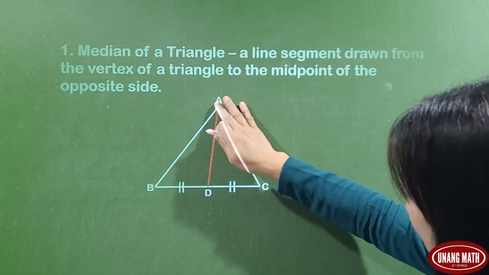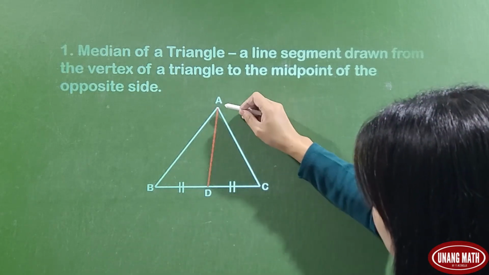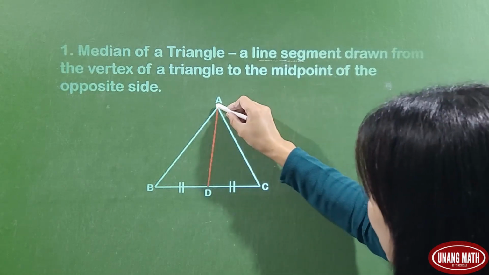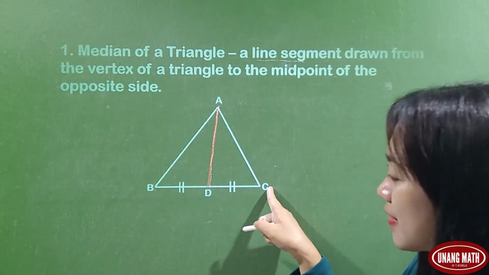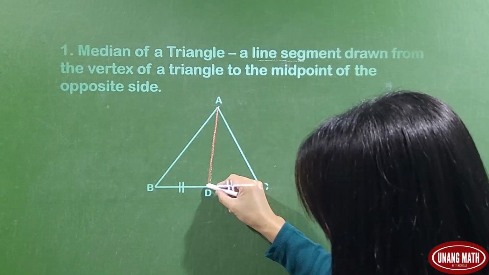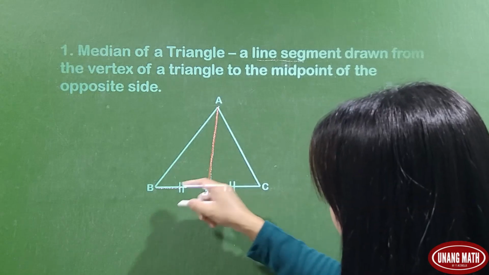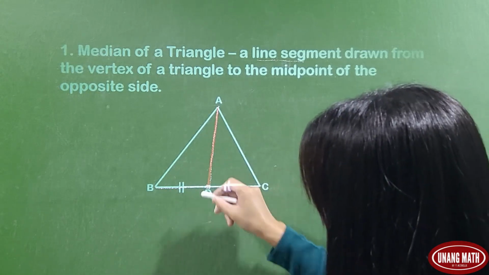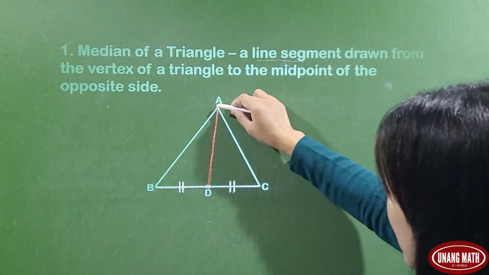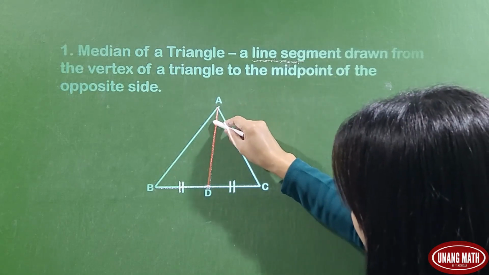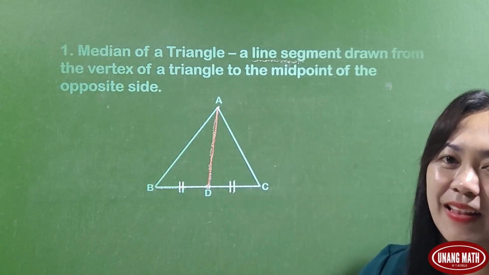Okay, let's consider this triangle ABC. This is one vertex of this triangle. And if we are going to draw a line segment to the midpoint of the opposite side, which is segment BC, the midpoint or the center is this point D. So if this is the midpoint, it means the length of segment BD and the length of segment CD are equal. Okay, from this vertex, draw a line segment to the midpoint of the opposite side. It means this line segment is a median.